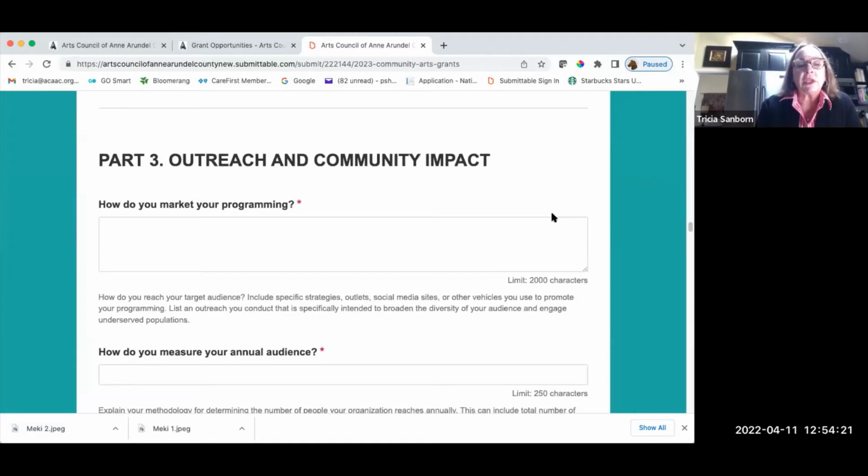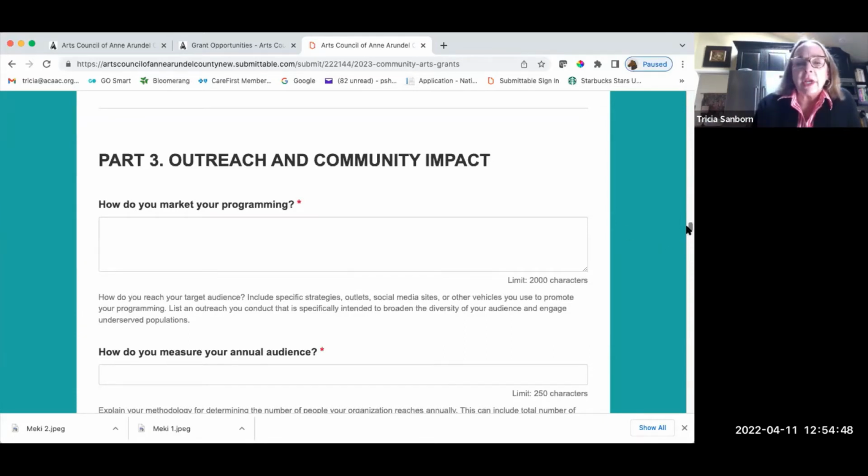The third section is outreach and community impact. Here we ask you to delve into your marketing. Who are you trying to reach and how are you trying to reach them? And we're really going to look at, are you using the right methods to reach them? If you're trying to reach, for example, an older population, they're not necessarily going to be on TikTok. So is your marketing targeted in the right way for the right group?